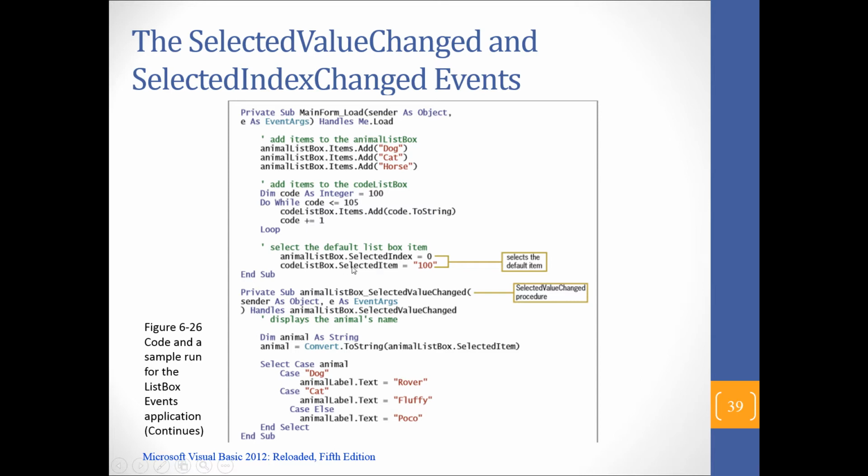Okay, using the index. If you're using the selected item instead, then you have to specify the actual value in that list box to be selected. So instead of the index, you would just say cat, and it will select the cat item if it's in the list. You have to match exactly. Okay, so you have 2 options to do that.